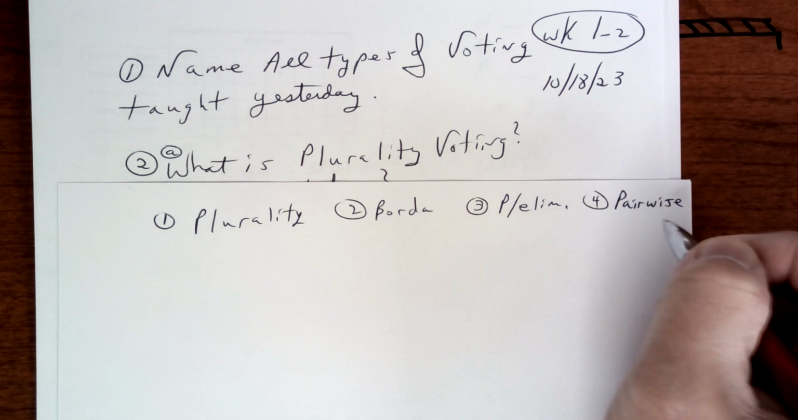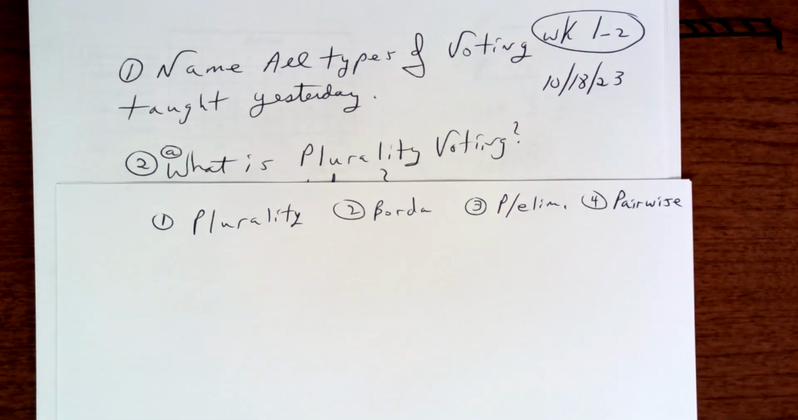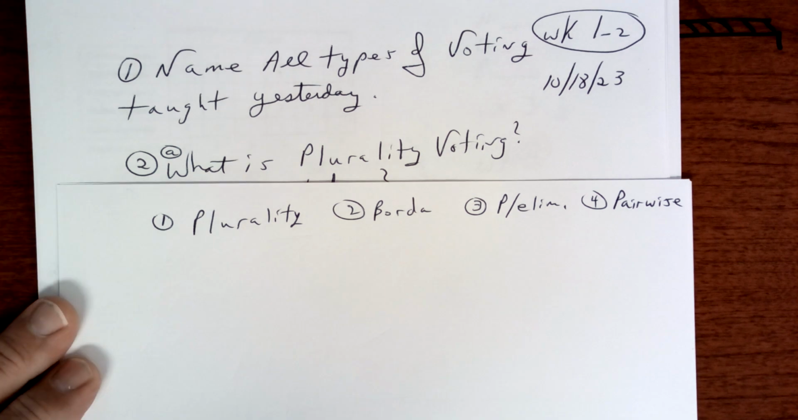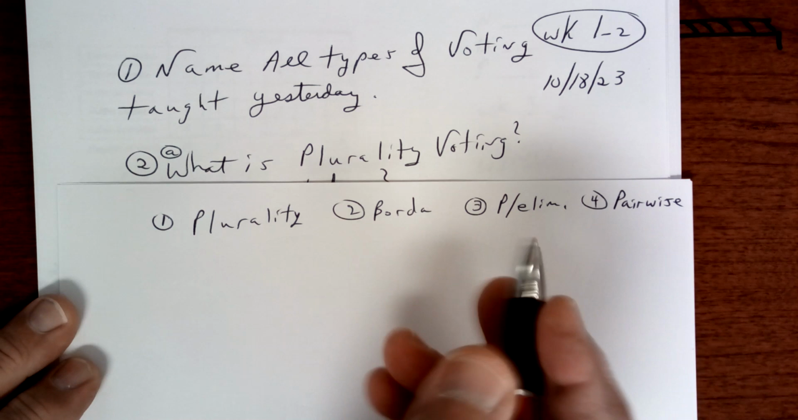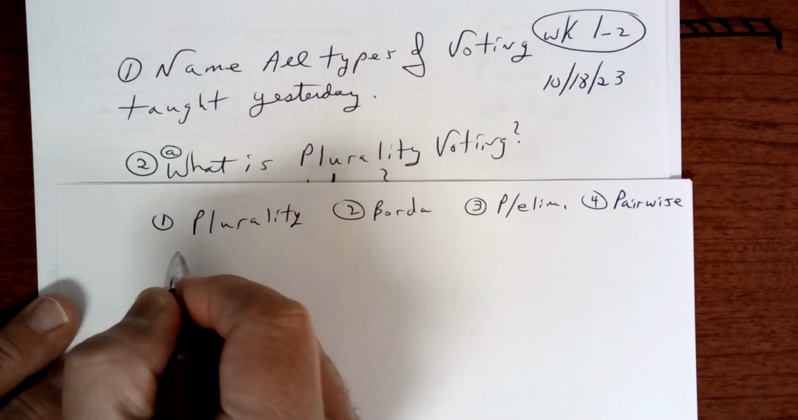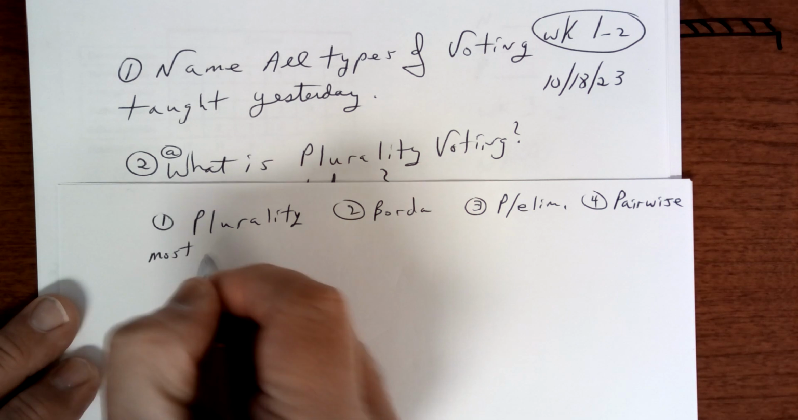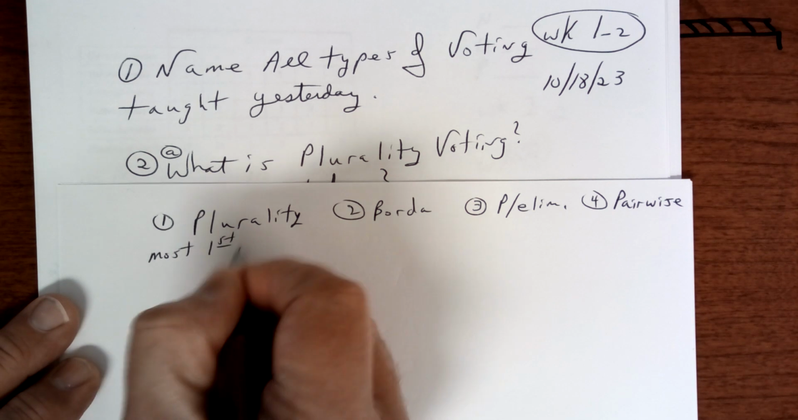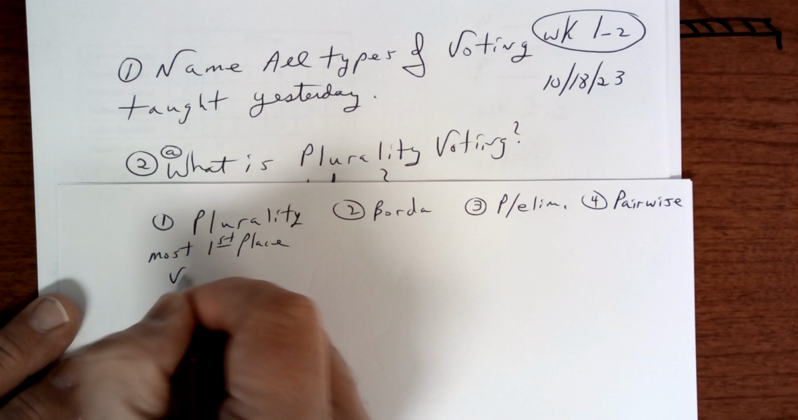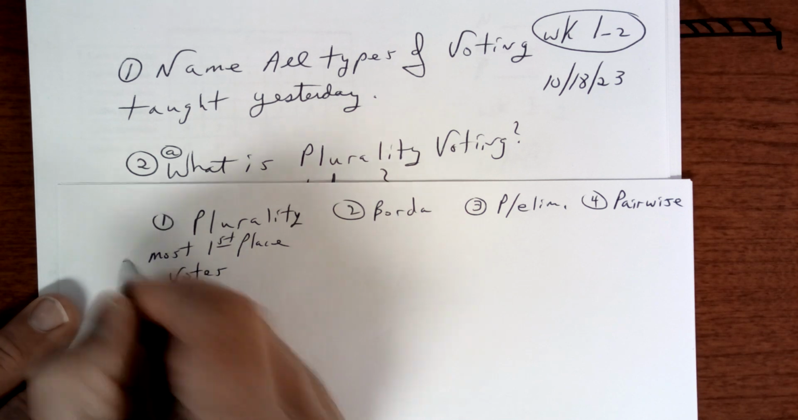Okay? So how do you do these? Well, plurality, it's whoever has the most first place votes. And you don't need a majority.